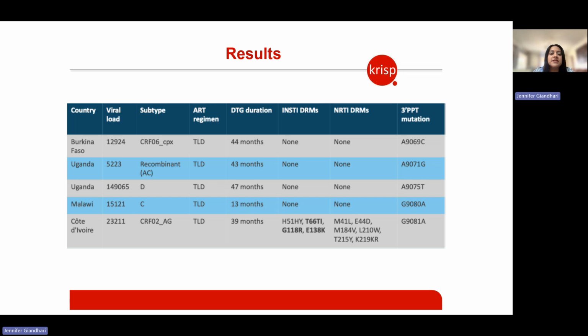This table focuses on 5 sequences in particular, which had changes in the 3' polypurine tract region. All 5 of these came from treatment-experienced patients who were on TLD. Of these 5, only one sequence had major INSTI mutations as well as NRTI drug resistance mutations.